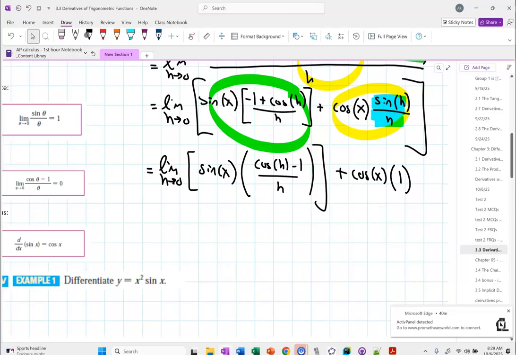What do you suppose (cosine h minus 1)/h is going to be as h goes to 0? What do you think that limit should be? The answer to this question should be just cosine x, right? So we know that we expect it to be 0. That is what we'd expect. How are we going to get there?